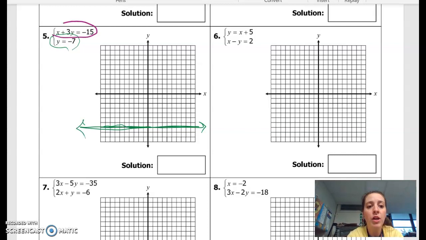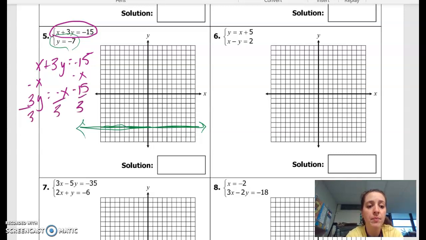Well, my other equation, my purple one, I see is not in the correct form yet. So I'm going to have to go ahead and solve that first for y equals mx plus b. So if I've got x plus 3y equals -15, the first thing I do is I subtract that x from both sides. So I end up with 3y equals -x minus 15, and then I divide everything by 3. So I end up with y equals -1/3 x minus 5.